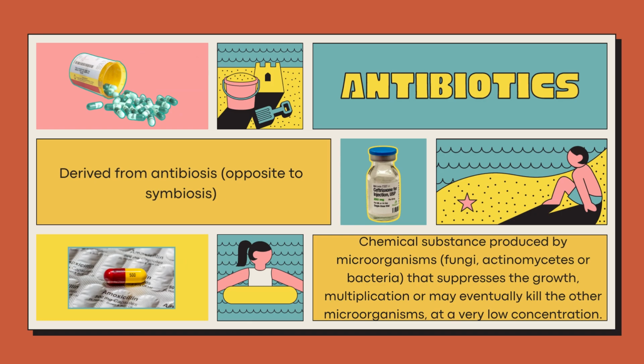Next, we define antibiotics, which constitute a large proportion of chemotherapeuticals. The word antibiotic is derived from antibiosis, which is opposite to symbiosis. An antibiotic may be defined as a chemical substance produced by microorganisms such as fungi, actinomycetes, or bacteria that suppresses the growth, multiplication, or may eventually kill other microorganisms at a very low concentration, which includes antiviral, antibacterial, antifungal, or antiprotozoan antibiotics.